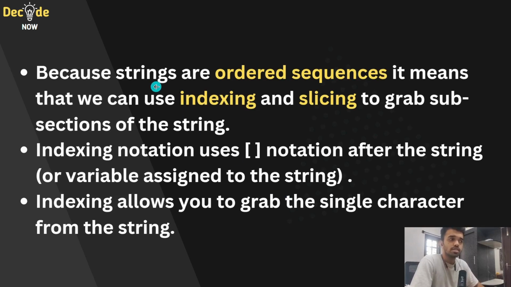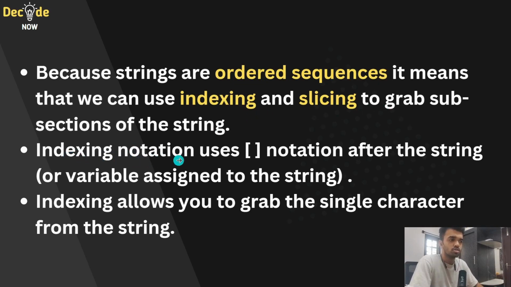Because strings are ordered sequences, it means that we can use indexing as well as slicing to grab subsections of the string. What I mean by indexing is that for each individual character in the string there is an index value, and using that index value we can grab individual characters from the string. Whereas in slicing, we can grab a particular part or a slice of the string, or we can say a subsection of the string.